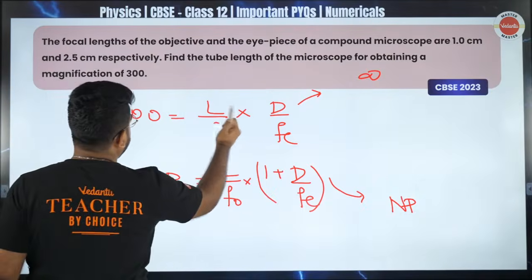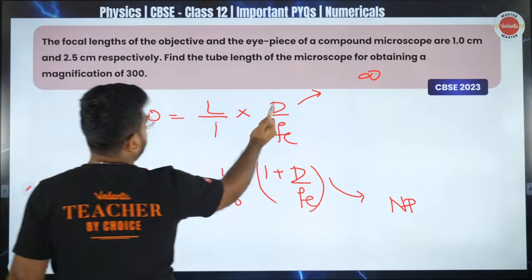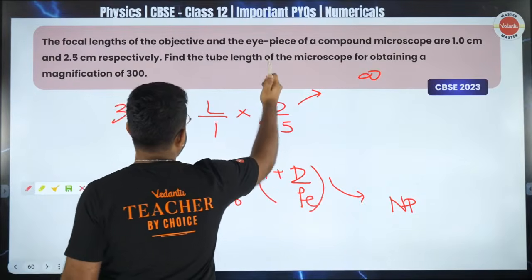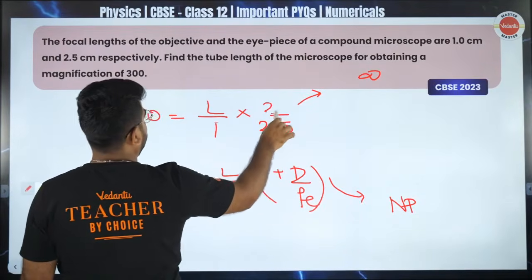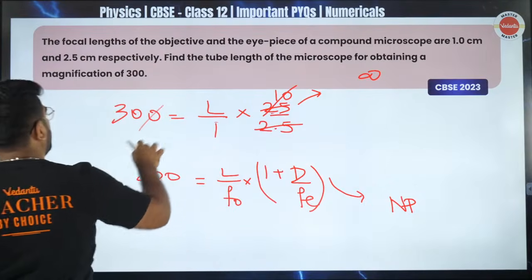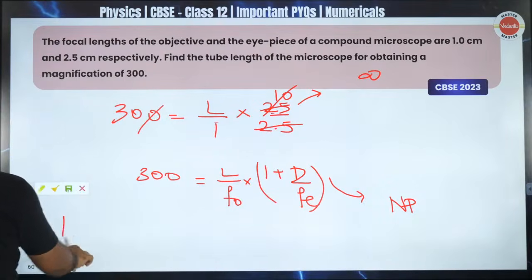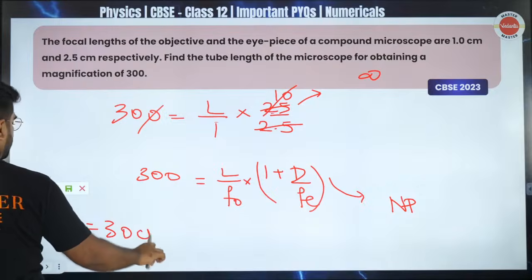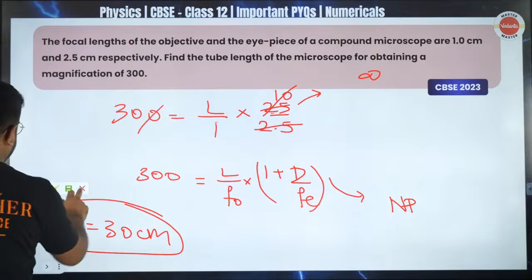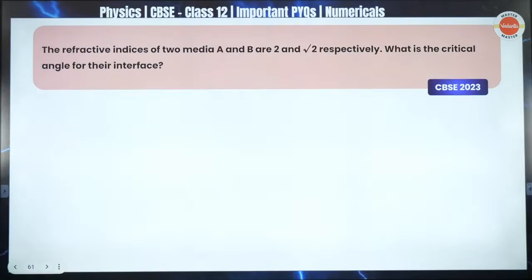So F naught is 1. Fe is 2.5. D is 25. So magnification is 10 times. So L is equal to 30 centimeter. That's the right answer. Direct formula. Nothing else. Let's go. Next question.